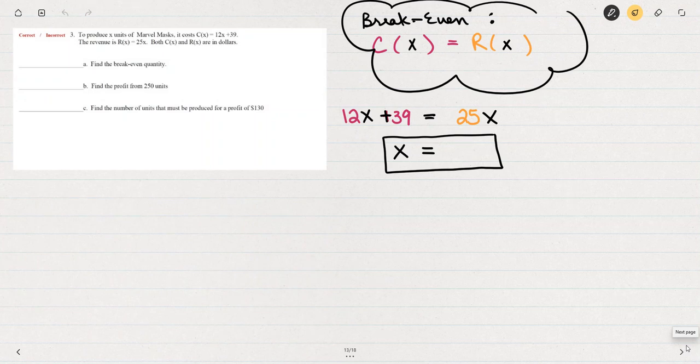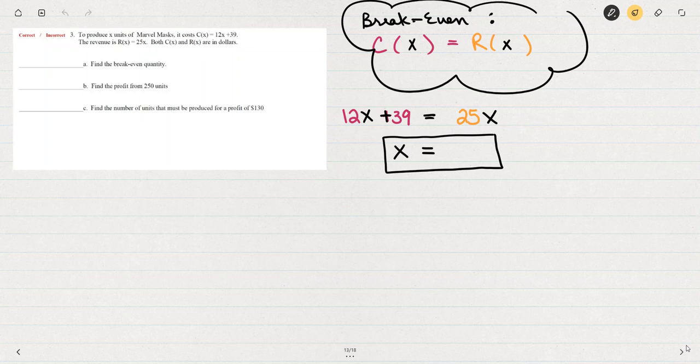Let's look at the third question here. To produce X units of marble masks, it costs 12. C of X, the cost function, equals 12X plus 39. And we're given that the revenue function, R of X, equals 25X. Both the cost and revenue functions are in dollars. Find the break-even point. Remember that the break-even point is that point, that number of X's, such that the cost is equal to the revenue.